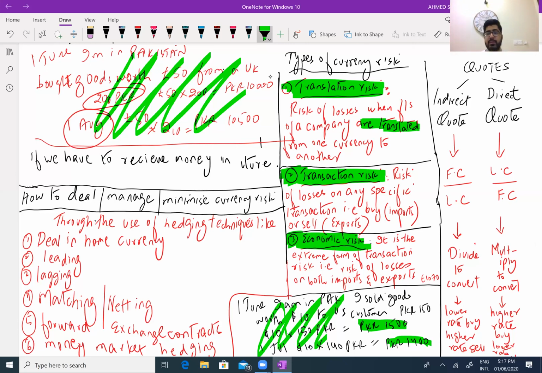This is what transaction risk is. Whenever you are receiving a gift from outside the country, you're always exposed to the risk that the price may go down. This is transaction risk, if you are incurring losses on transactions. And finally, economic risk.